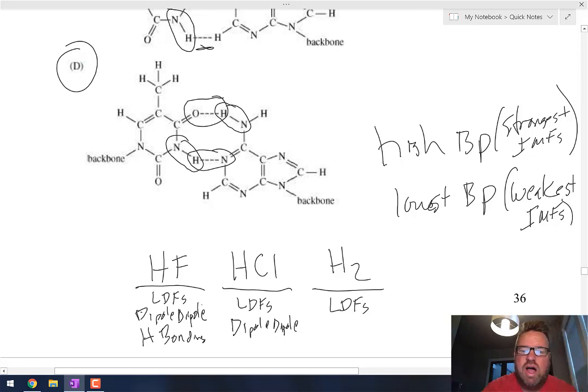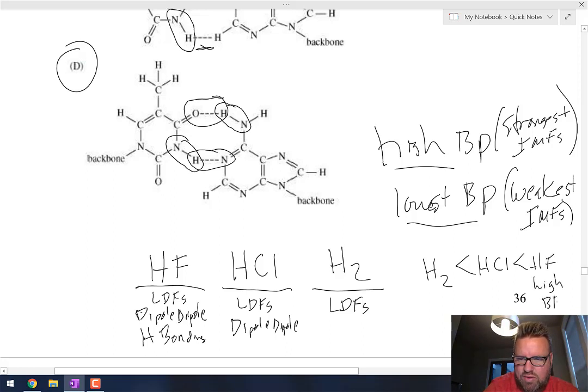So in order from lowest boiling point to highest boiling point, the one with the lowest boiling point absolutely would be H2. And then after that, we would go HCl, and after that, we would go HF. So HF would have the highest boiling point, and H2 would have the lowest boiling point.